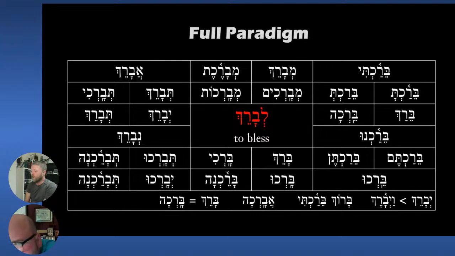Great. Now we have the word levarech. Levarech. This is to bless. Levarech. Okay. The past tense, there are many forms in the Hebrew Bible that instead of saying in the second syllable, like siper, we'll say like berach. Berach, he blessed. Shilam, he repaid.